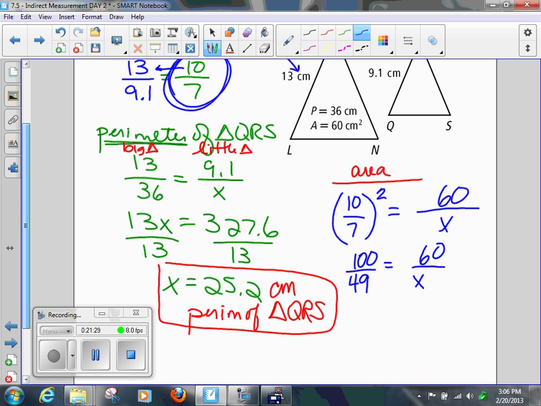Pay attention. Here we go. Let's go. Cross multiply. No, I don't have to square the right side. I only have to square the similarity ratio. Be 100x. What is 49 times 60, Dennis?